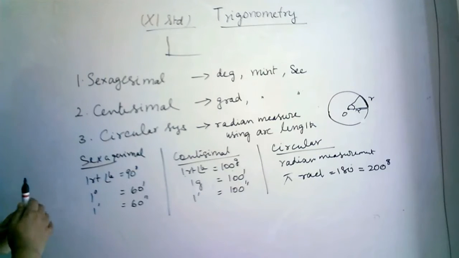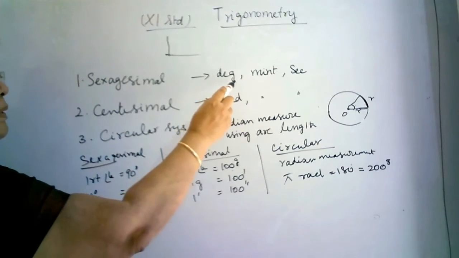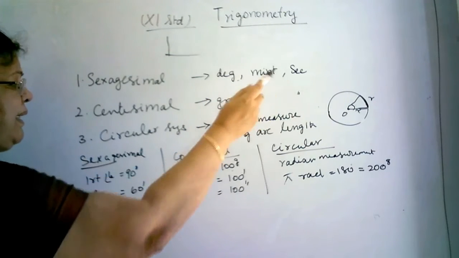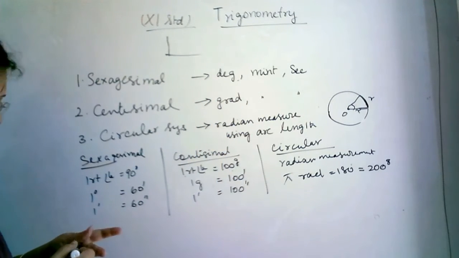Mostly we use the sexagesimal system, that is degrees, minutes, seconds, and radian measurements.